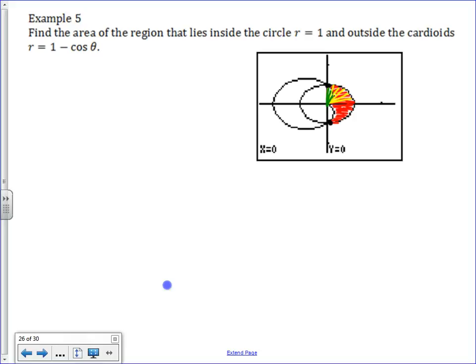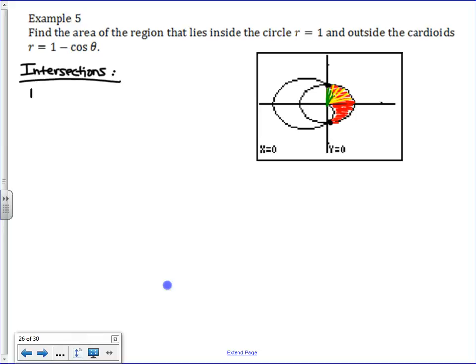But what do I need to figure out? I need to figure out for what angles I can use these two. So how do I figure out for what angles? Well, first of all, I have the circle r equals 1. I have the other, r equals 1 minus cosine theta. I could think about my intersections, because usually those are helpful, where my r's and thetas are the same.